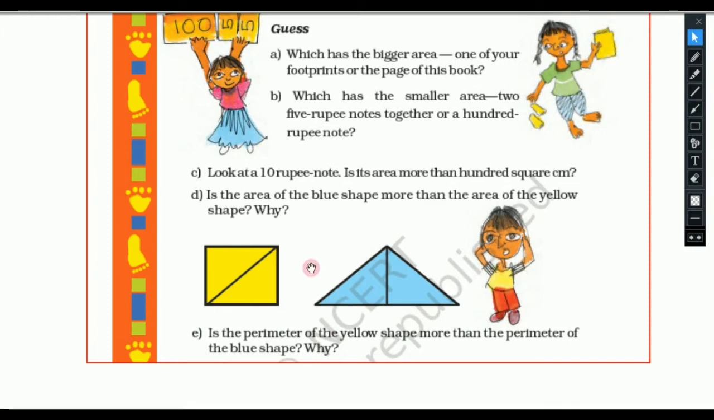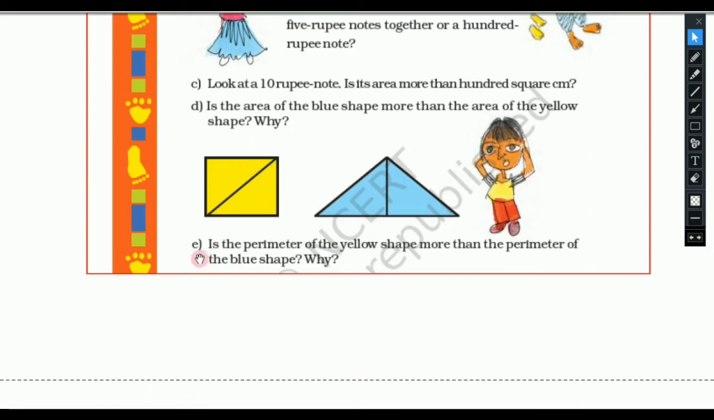How can you know? You can cut the blue triangle into two equal parts and arrange them into the rectangle. The area of both the shapes is the same. Or this can be easily proved by taking a cutout of these shapes and calculating their areas using the square grid paper.